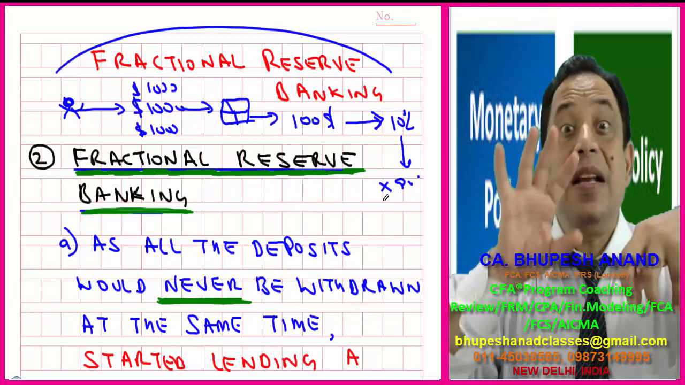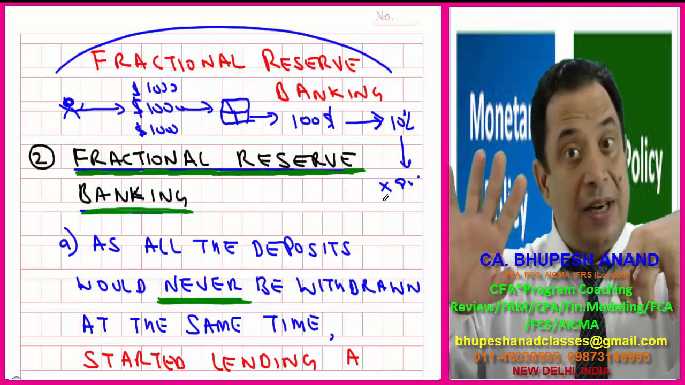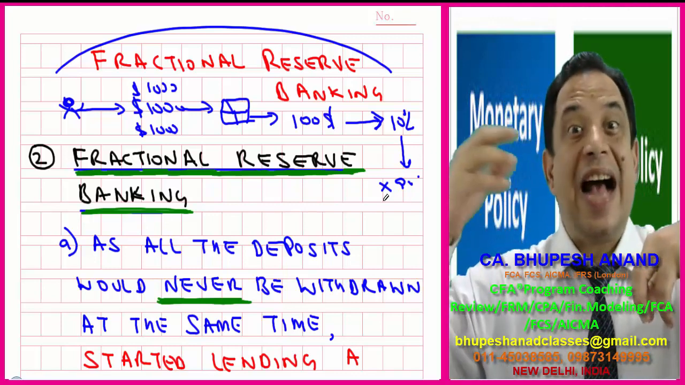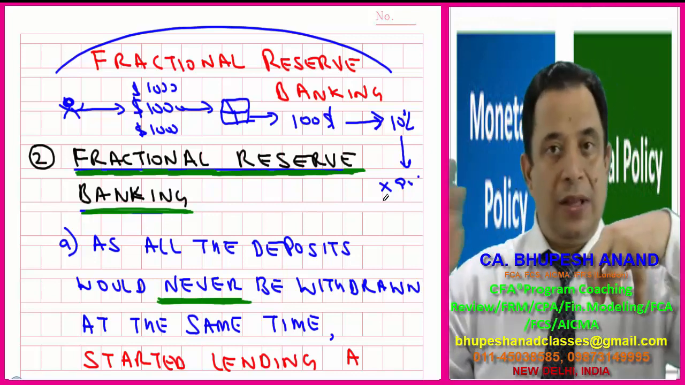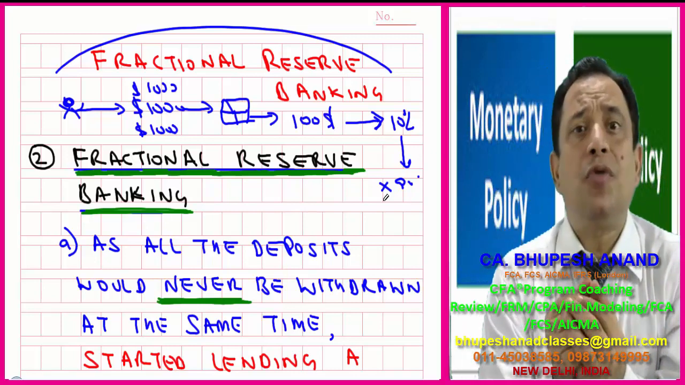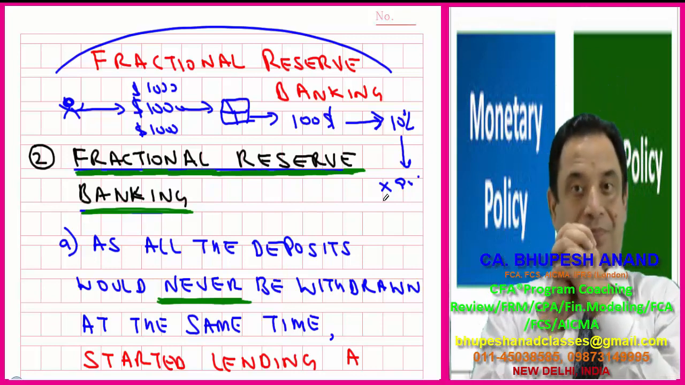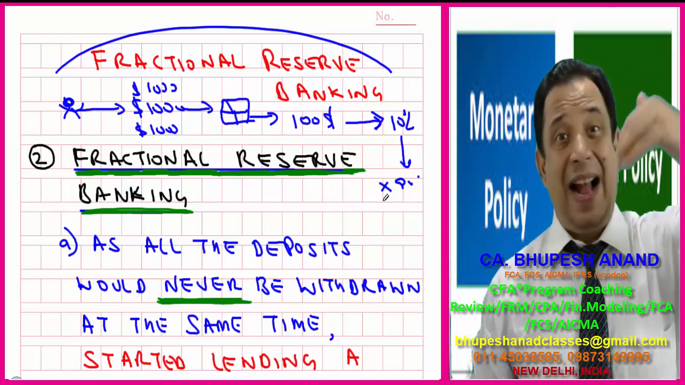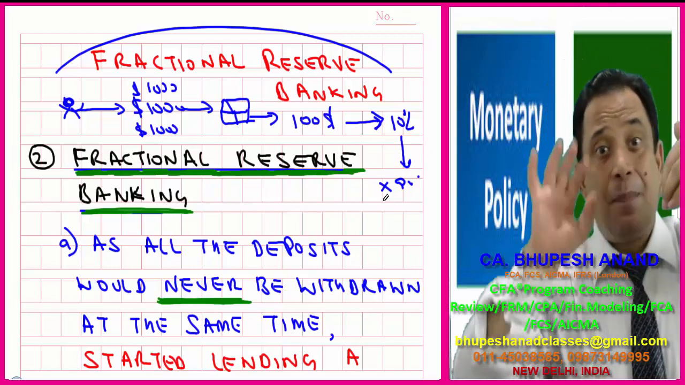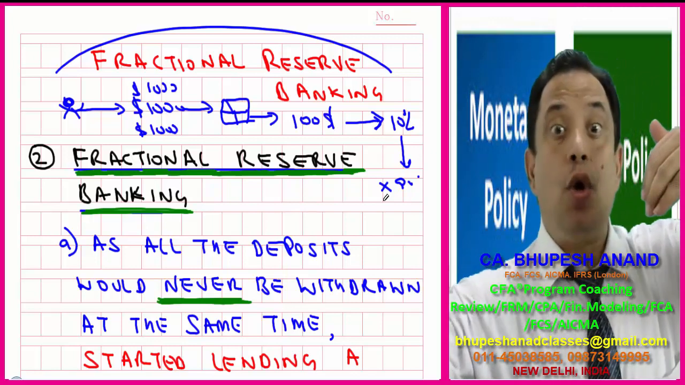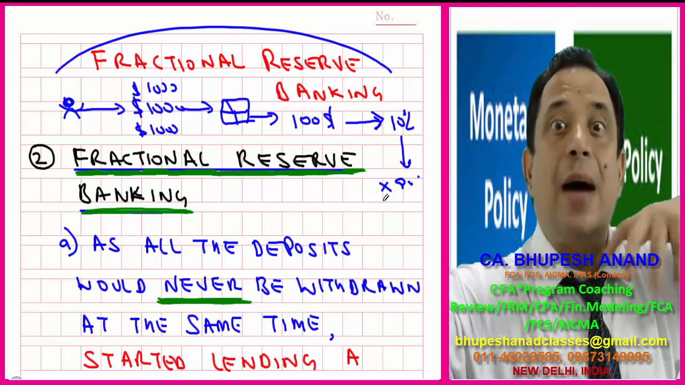Let the reserve rate be 10%. Now, what is the reserve? I will tell you with the help of the RBI side: what is cash reserve, what is SLR. We will go into that. Suppose the total amount which should be kept as reserve by this banking company is 10%, and $100 has been received as a deposit. It implies that this bank can give a loan of $90 to Shyam Lal.